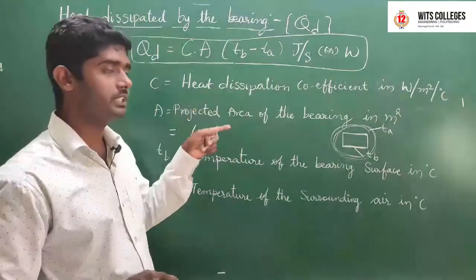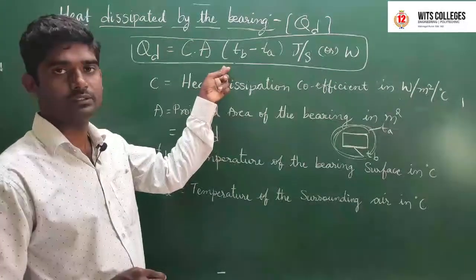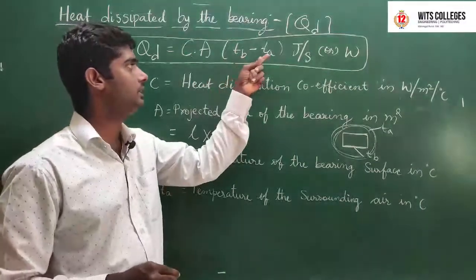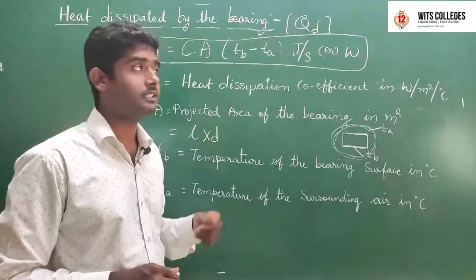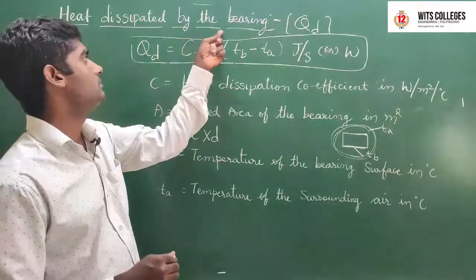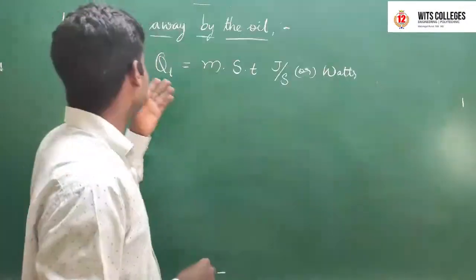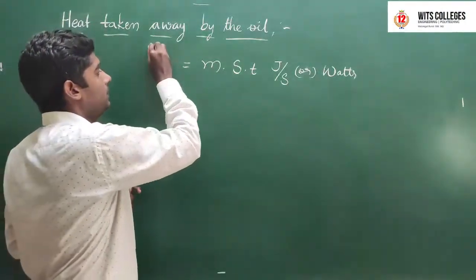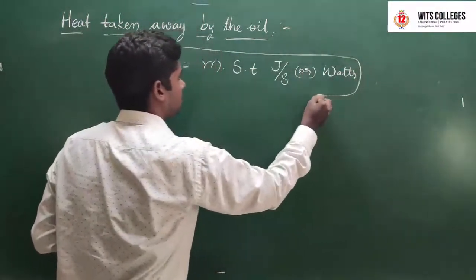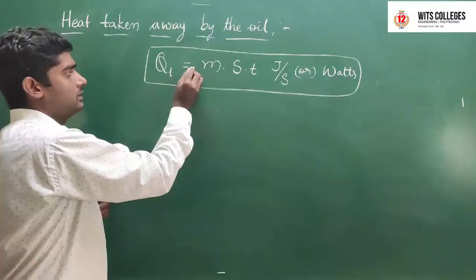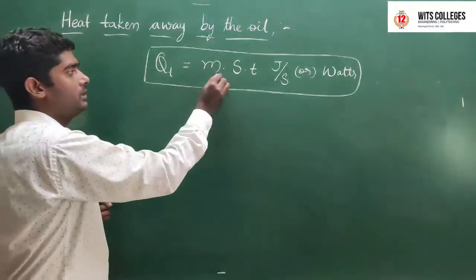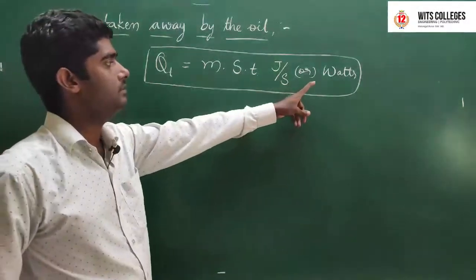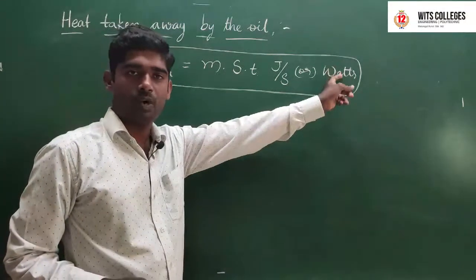First of all, find out these three and substitute. Then QD is equal to C into A into (TB minus TA). This is the heat dissipated by the bearing. Next, the heat taken away by the oil. After applying the oil, it is denoted by QT, equal to M into S into T, joule per second or watts.